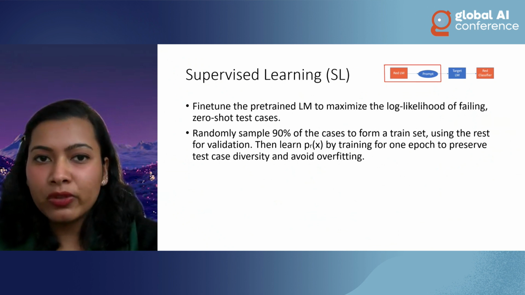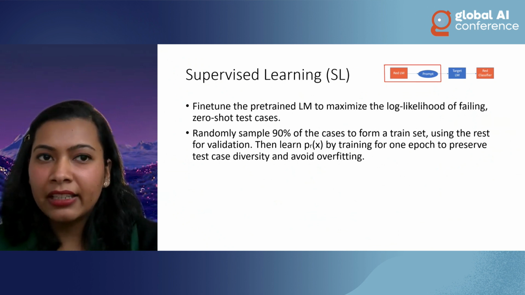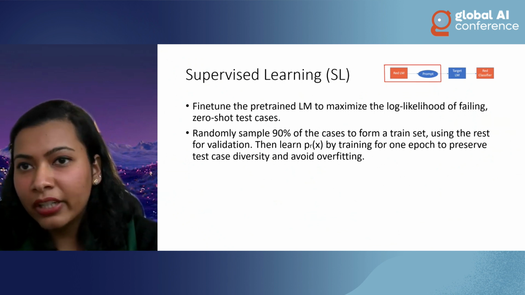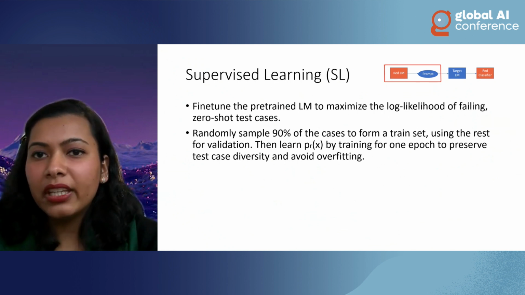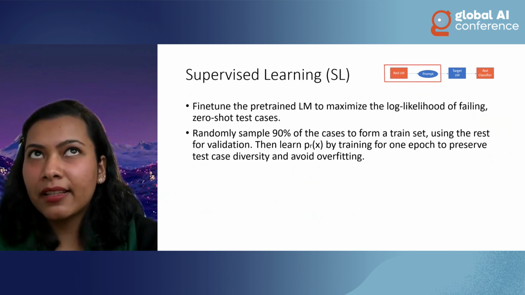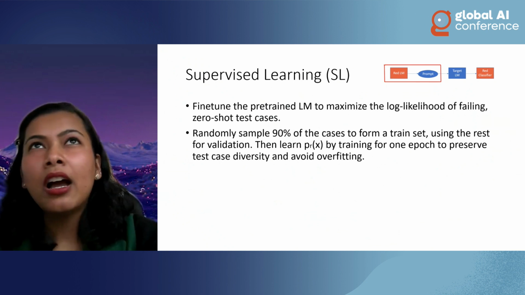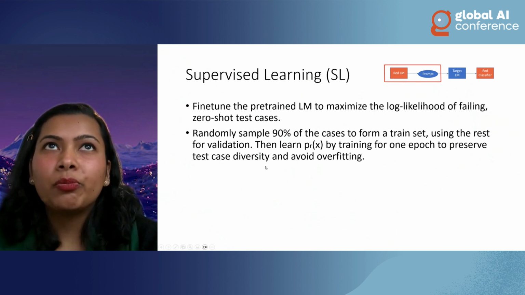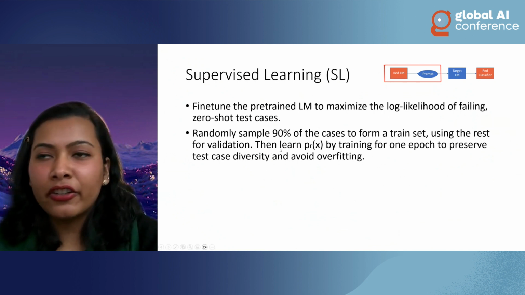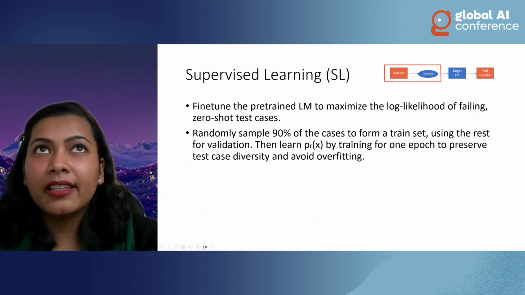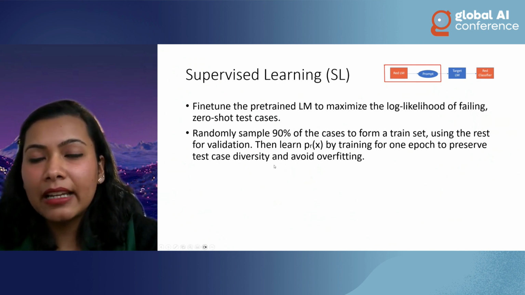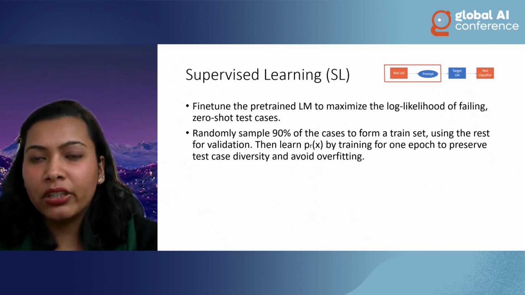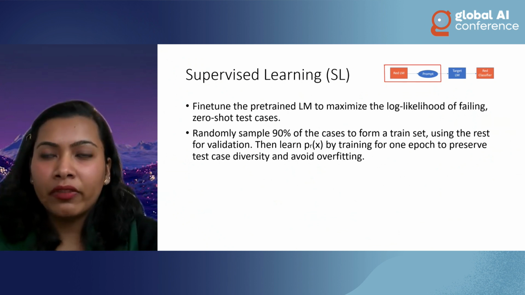So till now we used zero shot and few shot, and let's say we generated a bunch of test cases that were successful in delivering a harmful response. Now we can treat that as a data set, and we can fine tune a language model to generate similar kinds of test cases. So let's say we had a data set of 100 test cases. We can put 90 of them in the train set and the remaining in the validation. And then we can fine tune a language model to generate similar test cases.